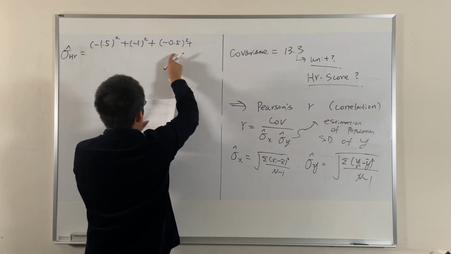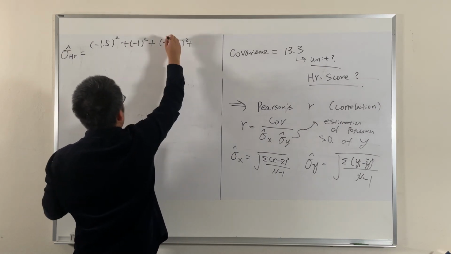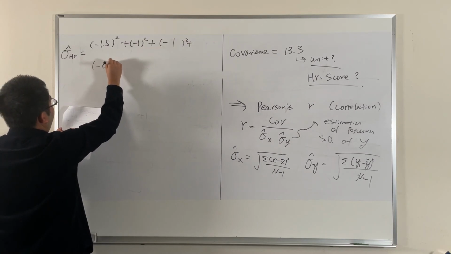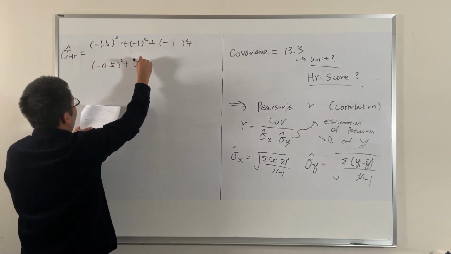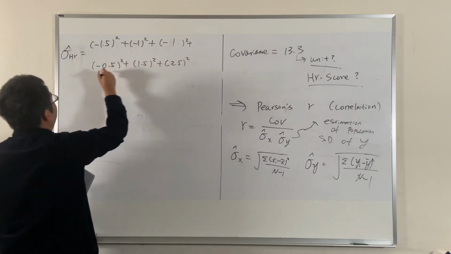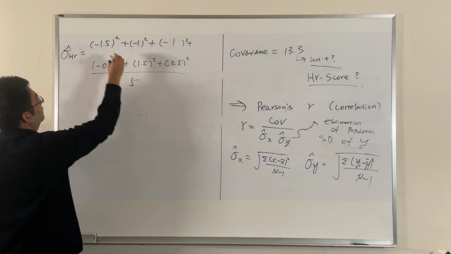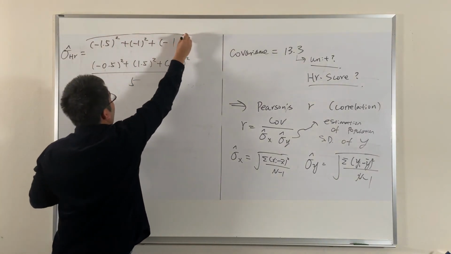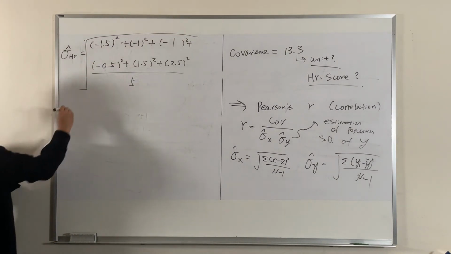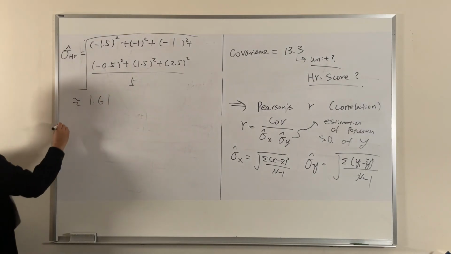Let me get it correct. Am I missing something? Yes, I'm missing 1, minus 1 here. Okay, and that's good. And that's 9.5 squared plus 1.5 squared plus 2.5 squared. Then I'm going to divide this by n minus 1, which is 5, and take a big square root of this. It's approximately 1.61.